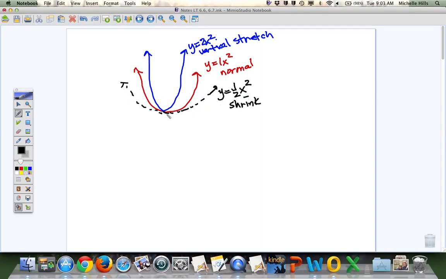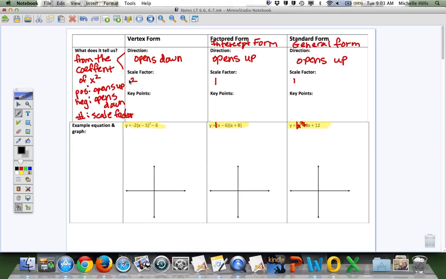This one is going to be a shallow sort of bowl. This one is very steep-sided, and this one is very shallow-sided compared to the normal y equals 1x squared. So a scale factor of 2, and I'm going to expect you to write this on your worksheet, means it's a stretch. A scale factor of 1 on each of these means it's normal. It's not a stretch or a shrink. It didn't change the basic shape of the parabola.